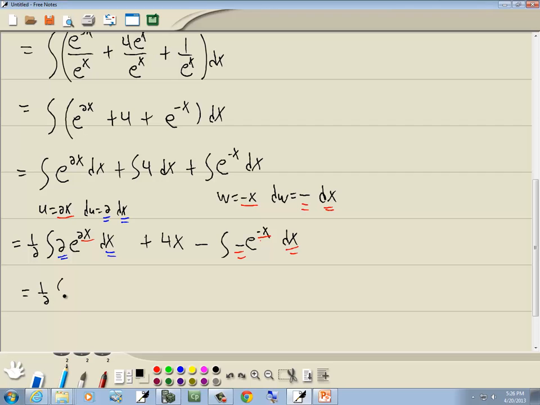So we've got 1/2, and then the integral of e to the u du, plus 4x, minus the integral of e to the w dw.